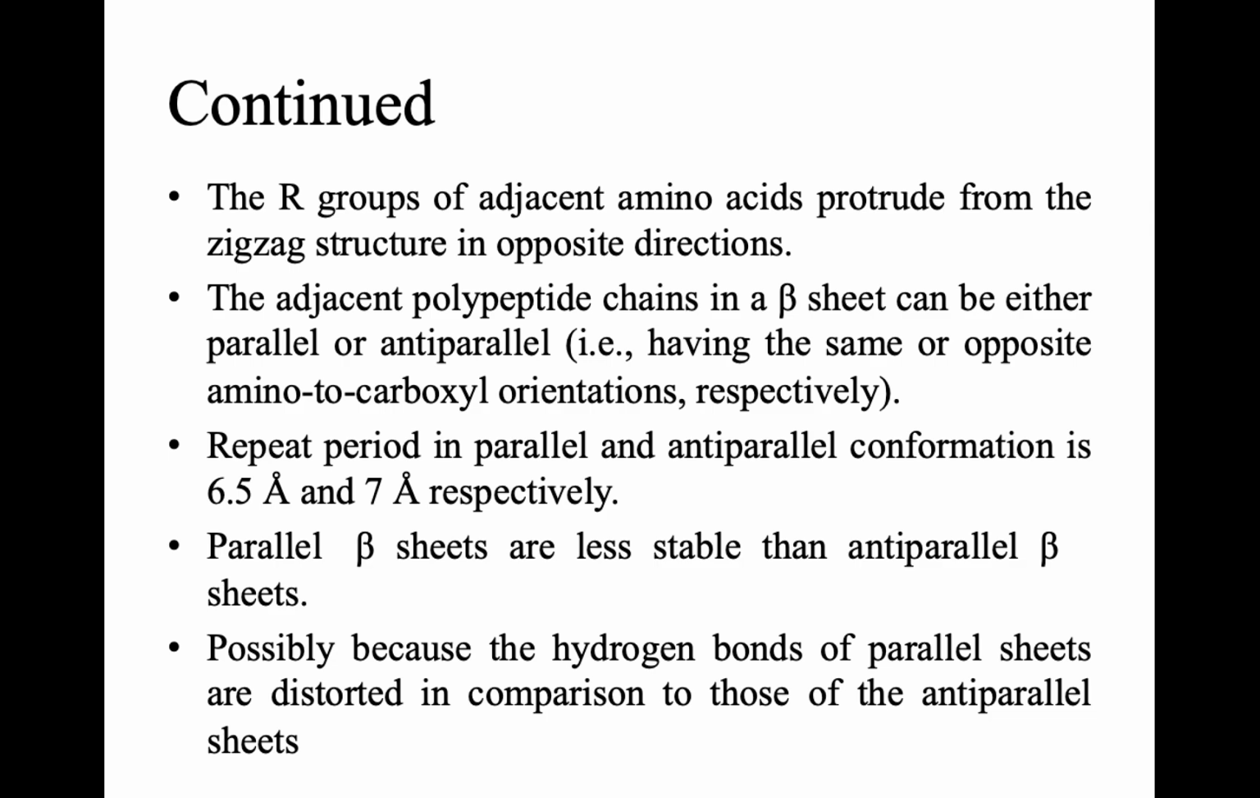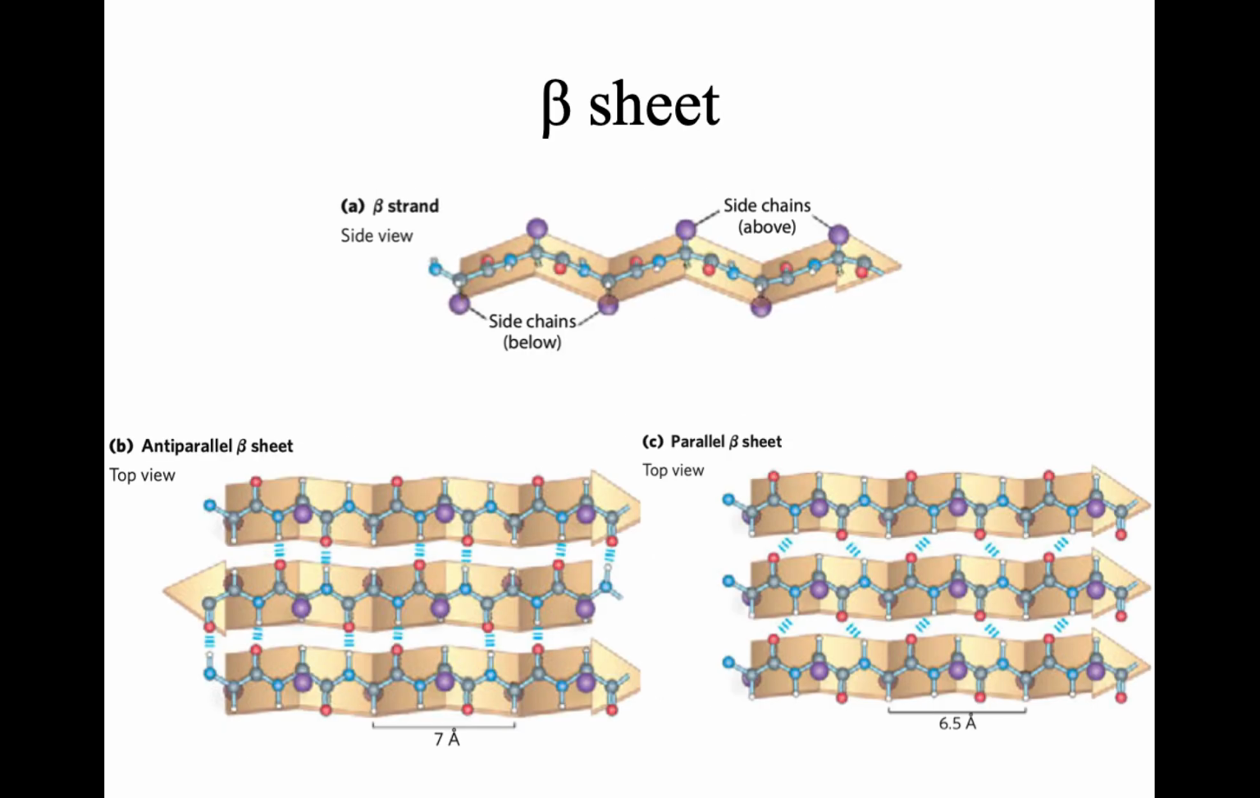The repeat period in the parallel and the anti-parallel conformations has a length of around 6.5 angstrom and 7 angstrom respectively. The parallel beta sheets are less stable when compared to the anti-parallel beta sheets, because the parallel beta sheets have distorted hydrogen bonds when compared to the anti-parallel beta sheets. These are the structures of the beta sheet.